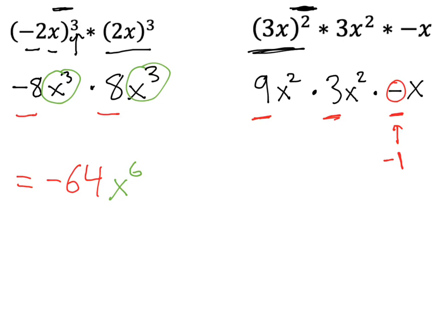When you see a negative in front of a variable, remember that that represents the coefficient negative 1. So we have 9 times 3 times negative 1, which is negative 27. And when we add together the exponents on these common bases, x by itself is x to the power of 1. So we have x squared, and x to the power of 1. Adding those together gives us x to the power of 5.